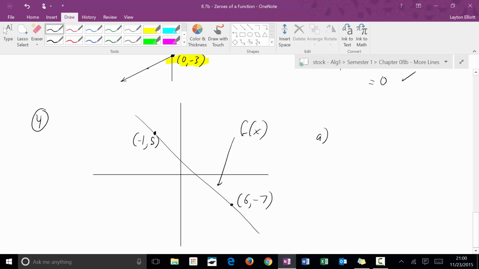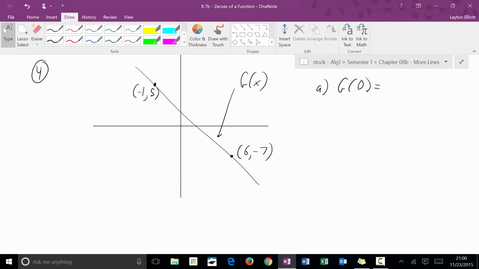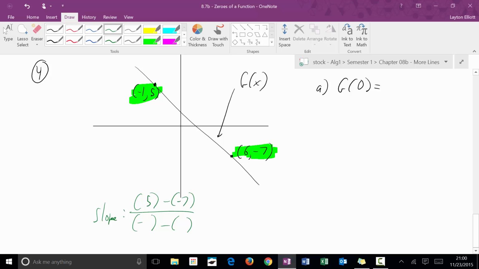Well, how would I find what g of 0 is? I'm first going to have to do something that I might not want to do, but I've got to. I'm going to take these 2 points, and I'm going to make a slope-intercept form of the equation of the line. So I'm going to do that by doing the slope. Let's set up my slope calculation: 5 minus -7 over -1 minus 6. That gives me 12 over -7.